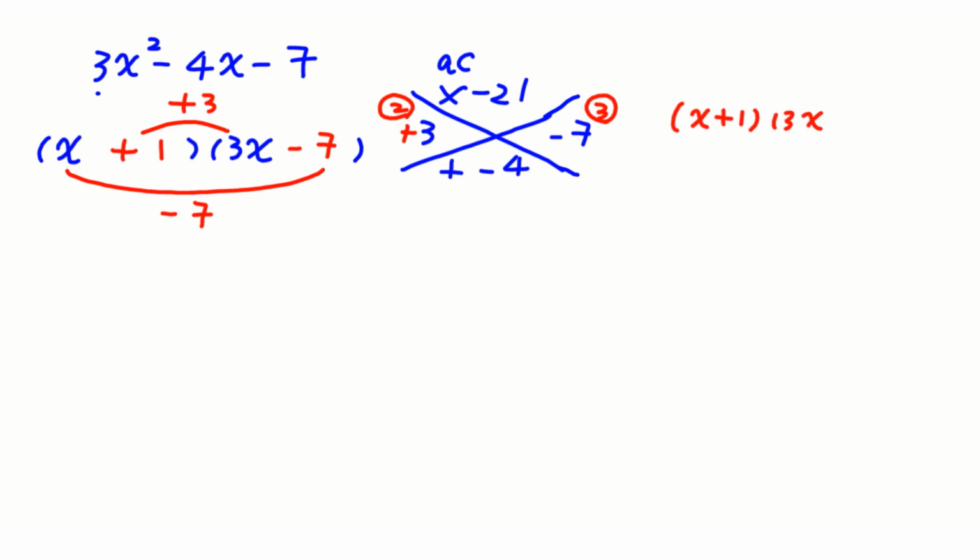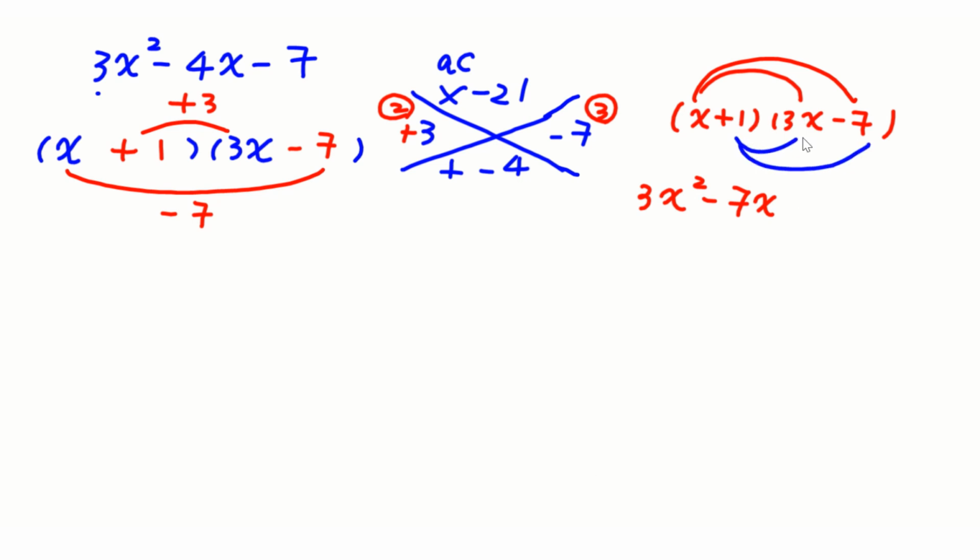Always you could double check x plus 1, 3x minus 7 to see if it works. So distributive property, x times 3x is 3x squared, x times negative 7, so first term times each term in the second bracket is minus 7x. Then second term times each term in the second bracket, plus 1 times 3x give you 3x. 1 times negative 7 is negative 7.